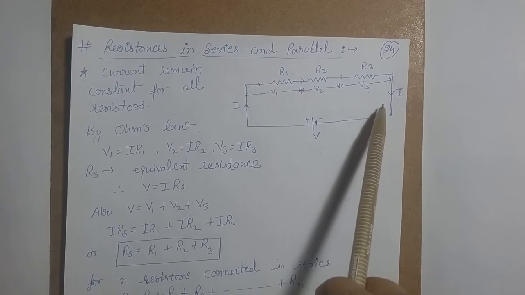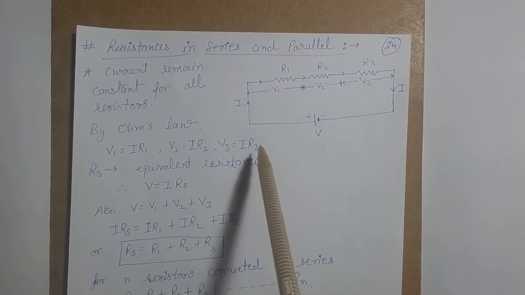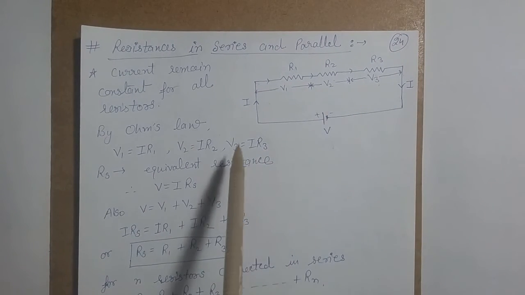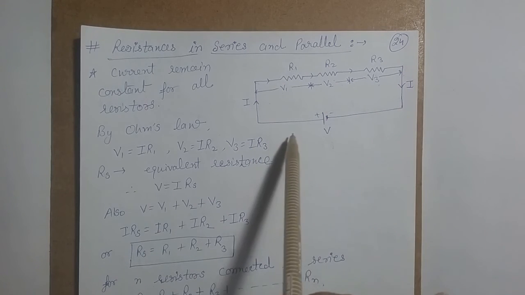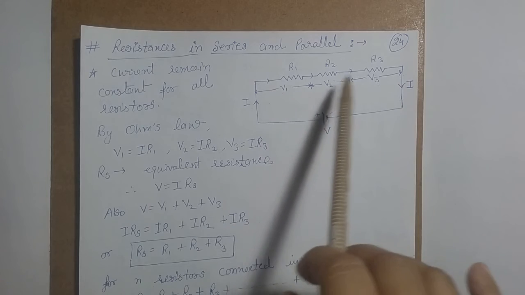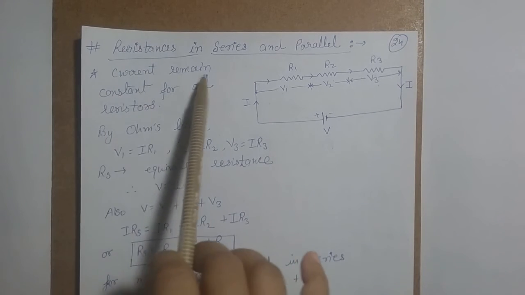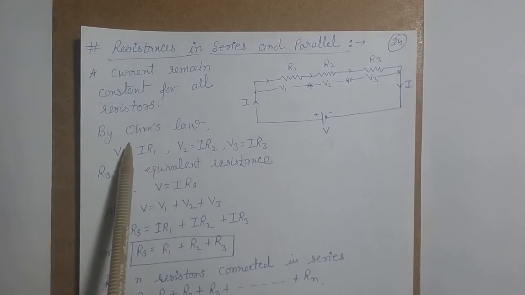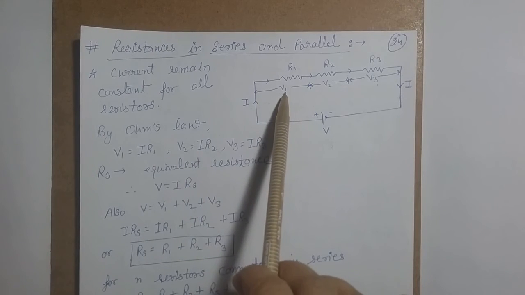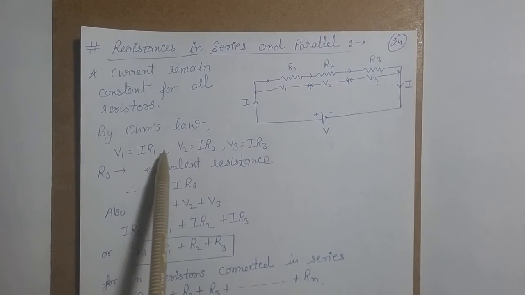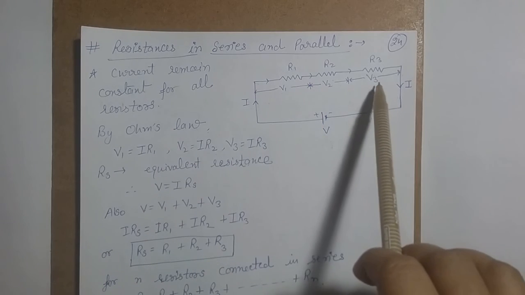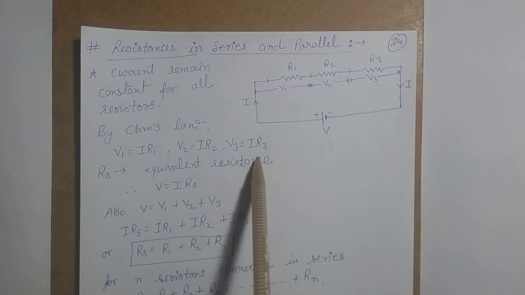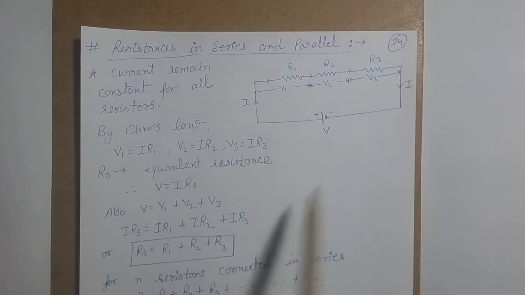Now we know that for a series combination, the current remains constant for all the resistors, and what is varying here? The potential. So current remains constant. Applying Ohm's law, V equals IR. For the first resistor, V1 is IR1. For the second resistor, V2 is IR2. For the third resistor, V3 is IR3.